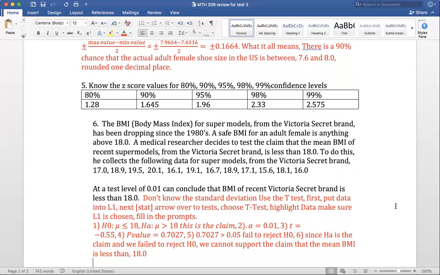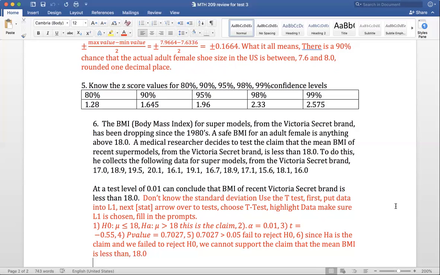In 6, we have the following. The BMI, body mass index, for supermodels for Victoria's Secret brand has been dropping since the 1980s. A safe BMI for an adult female is anything above 18. A medical researcher decides to test the claim that the mean BMI for recent Victoria's Secret supermodels is less than 18.